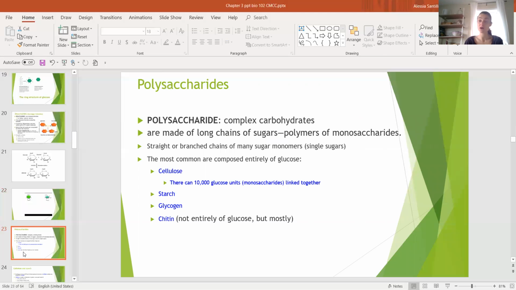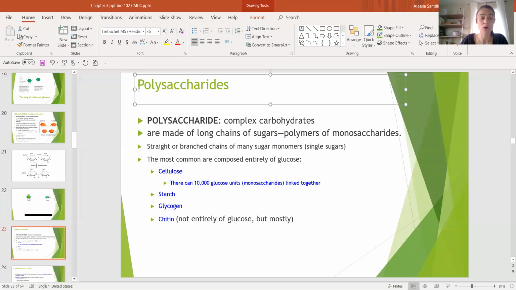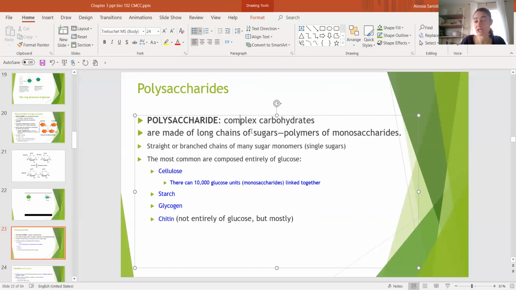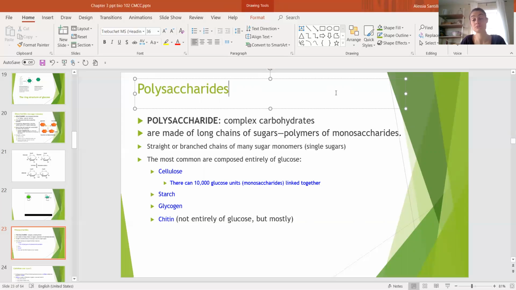So now that we saw disaccharides, we're going to move on to the bigger, more complex kinds of carbohydrates, and these are known as polysaccharides. Poly meaning many, right? Polysaccharides are complex carbohydrates. These are made of long chains of sugars, so they're made of many, many monosaccharides, way too many for us to even count. They could be straight or linear. They could be branched. They can be made of many kinds of monosaccharides, or they can be made of the same monosaccharide repeated over and over again.